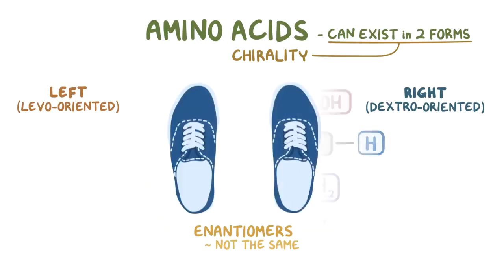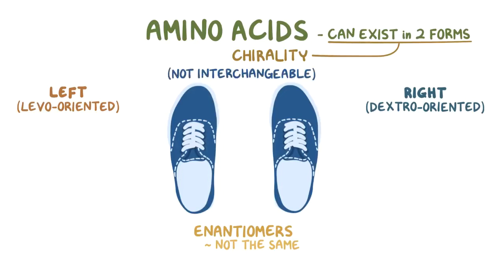Think of it like a pair of shoes. Even though they're made out of the same materials and generally look alike, the left and the right shoe are not interchangeable, at least not without a lot of pain involved. As it turns out, proteins are only made out of levo-oriented amino acids.